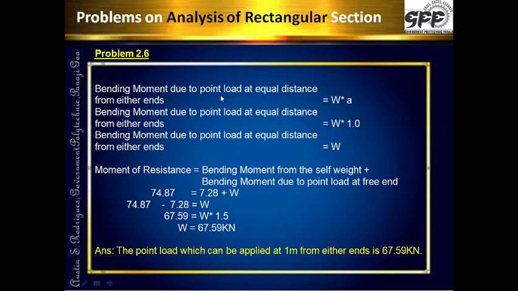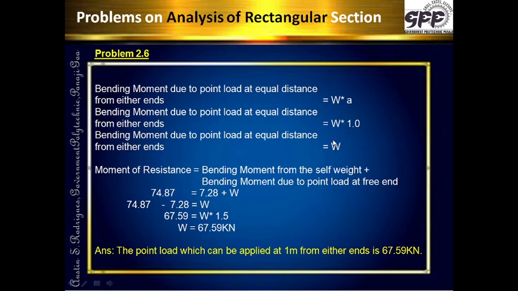Now the bending moment due to point loads at equal distance from either ends is given by the formula W into A. Here A is the distance from the nearest support to the point load. That distance has been given to us as 1 meter. So the bending moment due to point load at equal distance from either end becomes equal to W, because W into 1 is W.